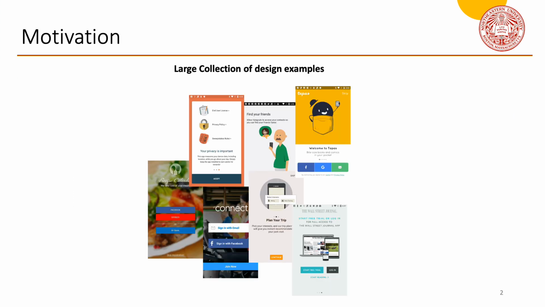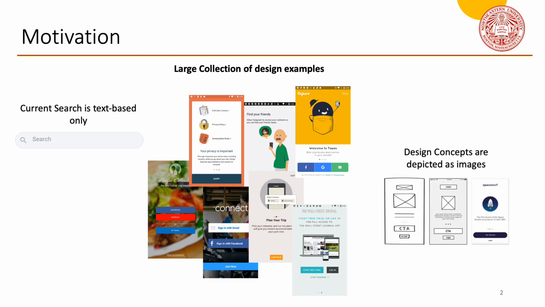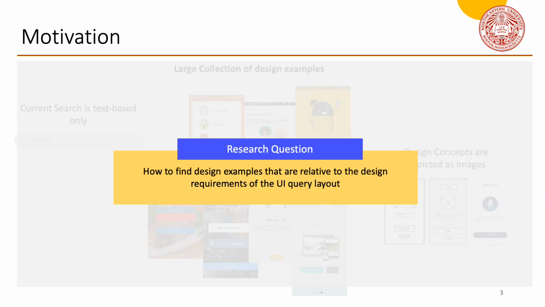Visual search is about finding design examples supporting the design requirements. However, designers usually struggle to articulate their design requirements into keywords. The reason is that designers describe these requirements as images across the different design stages. So, it would be more suitable to use these UI images instead of keywords as input queries for finding relevant design examples. And that's the main research question we try to address in this paper.